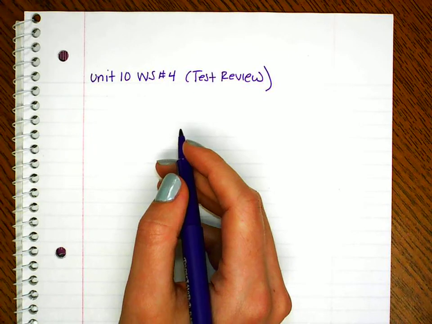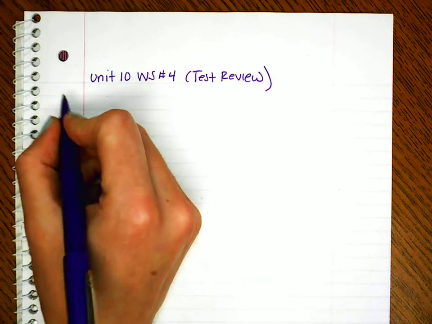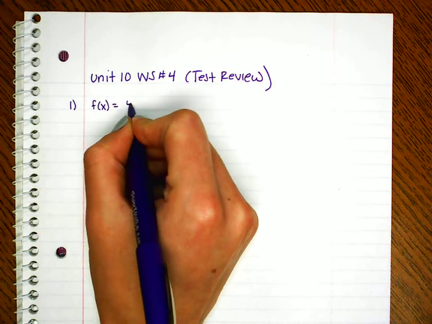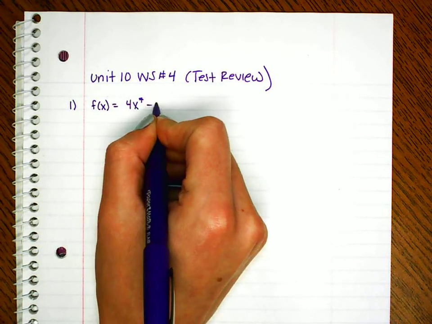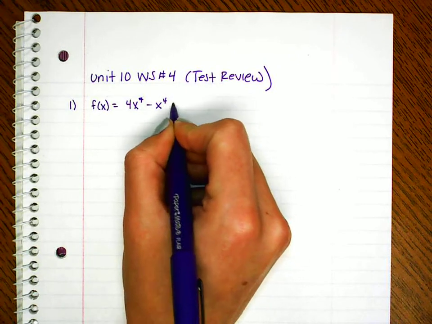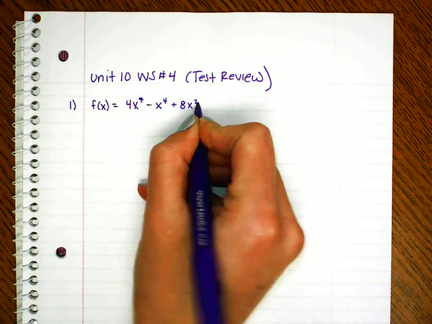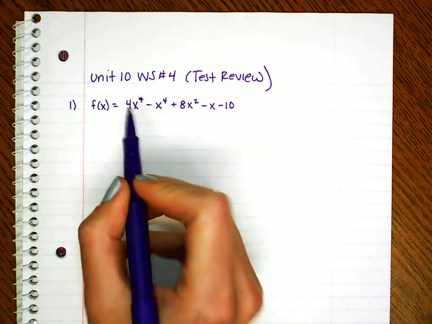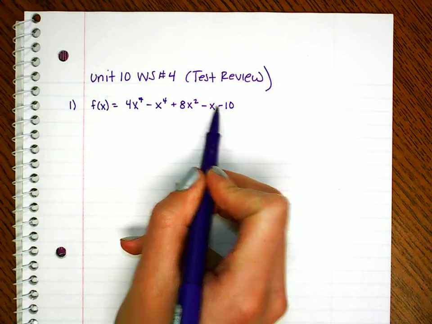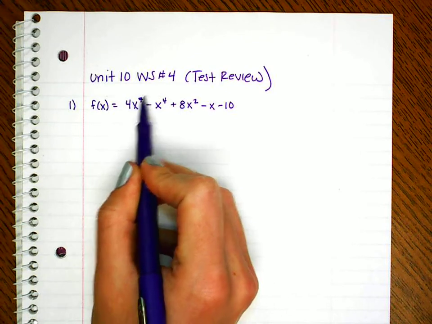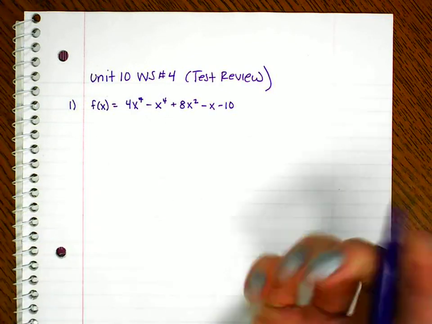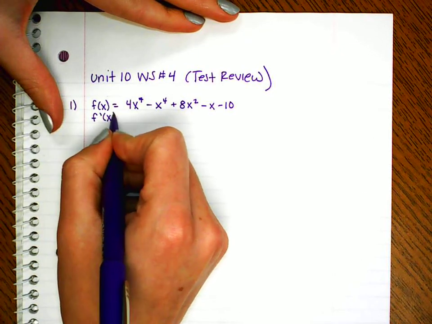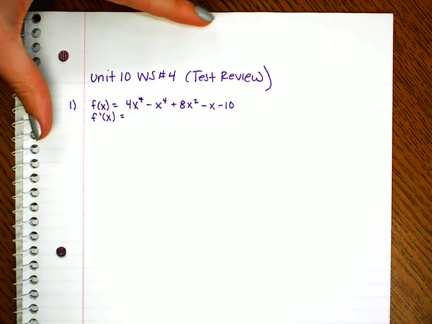So let's do number 1. We wanted to find the derivative of each of the following functions. Number 1, the function is 4x to the 7th minus x to the 4th plus 8x squared minus x minus 10. Notice it's a bunch of little terms added together, and each of the terms is raised to a power, so we can use our power rule. Whenever we start taking the derivative, we want to make sure we put f prime of x, or y prime if it was y equals.